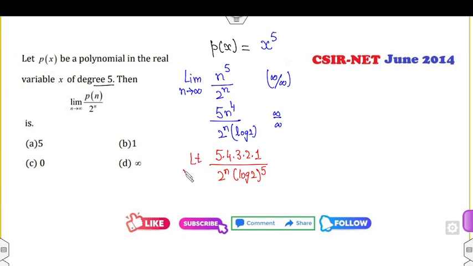Now take the limit as n approaches infinity. The numerator is a constant, the denominator goes to infinity, so the complete term goes to 0, and the limit is unique and exists. So that means C is the right answer to this problem.